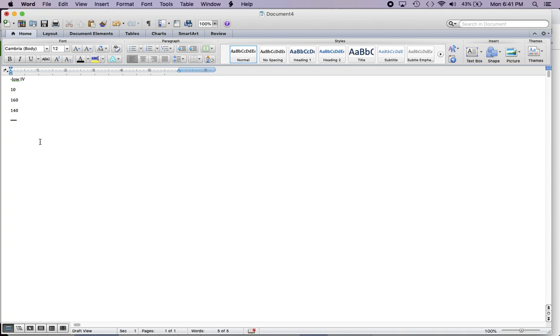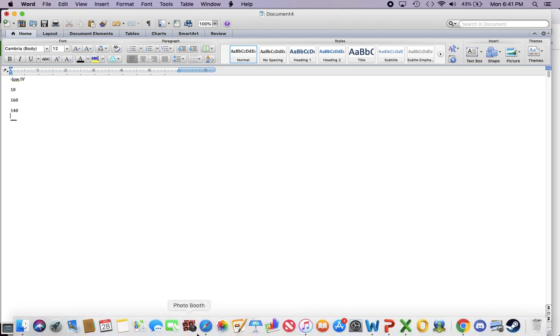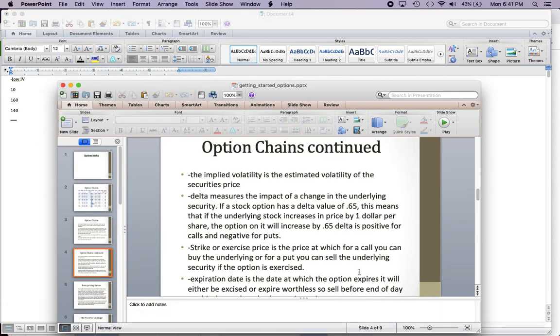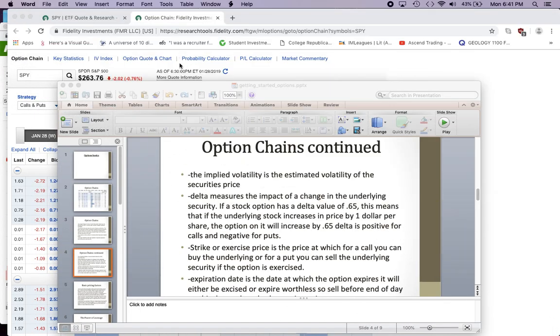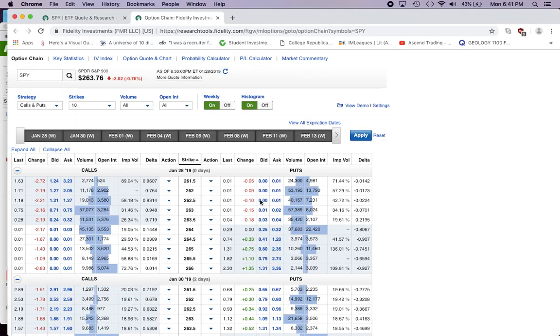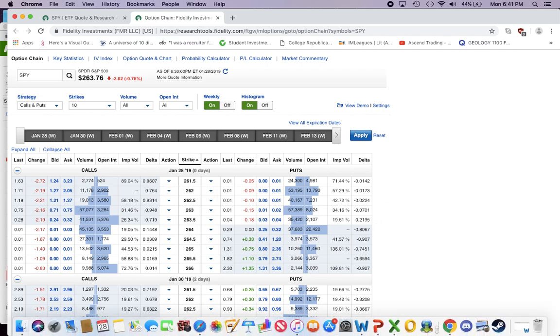So therefore, those options are going to go up in value. And delta, yeah, we have delta on there too. I believe delta was shown in that options chain. Was it? Yeah, so delta for the calls would be positive, for the puts would be negative.